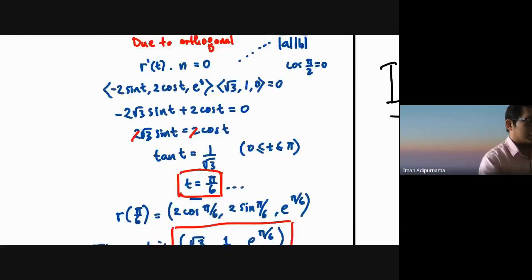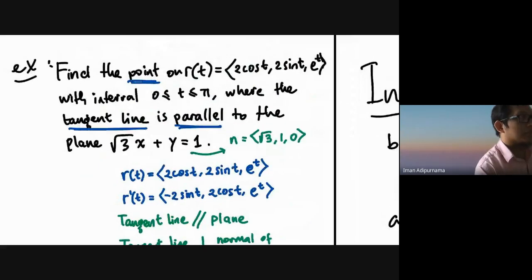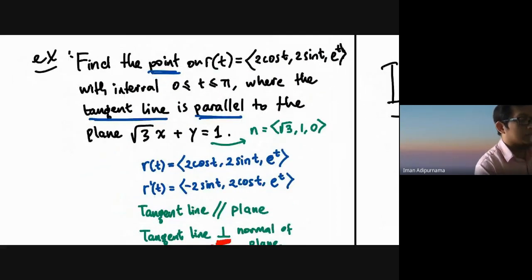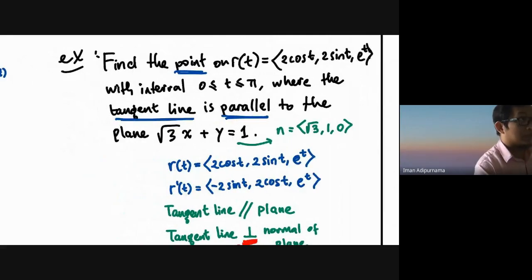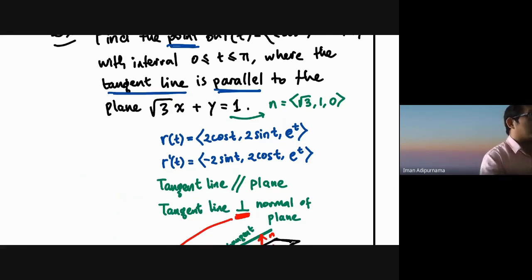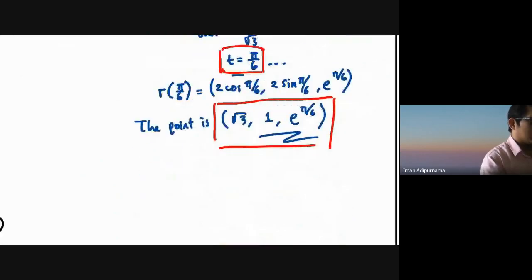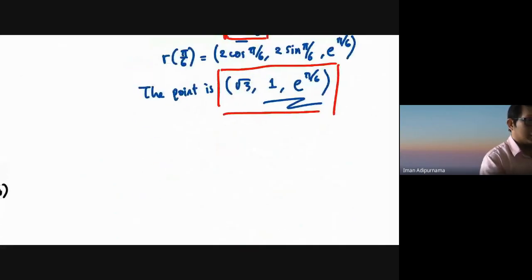Any questions? I hope you get the idea behind the questions here. So first, it's finding the point in which it has relation with the plane. So there will be a number of variations similar to this question. It can be like parallel, orthogonal, etc. Let me give you another variation that might be in your exercise.